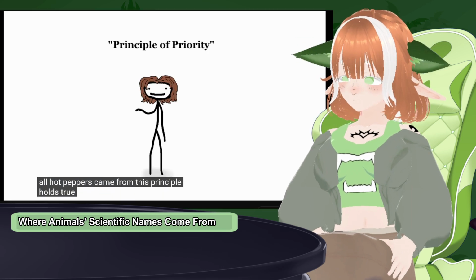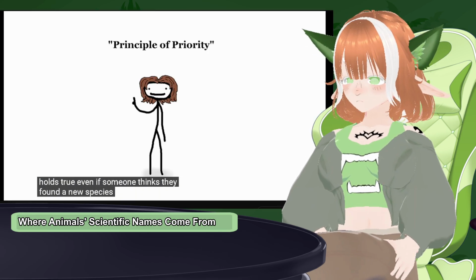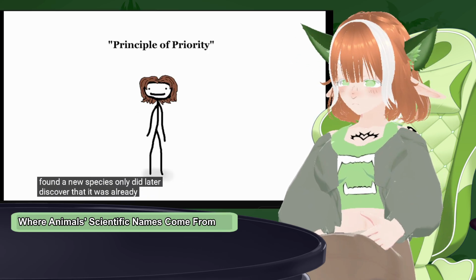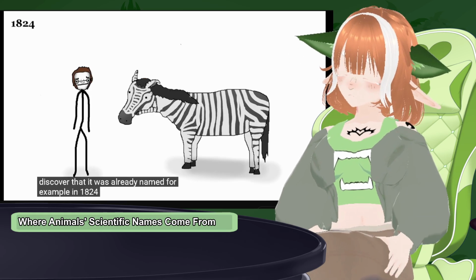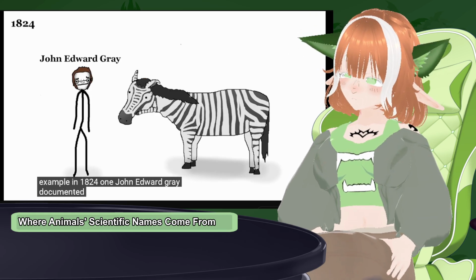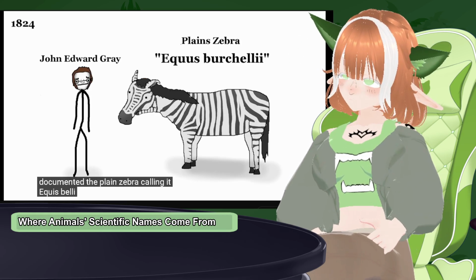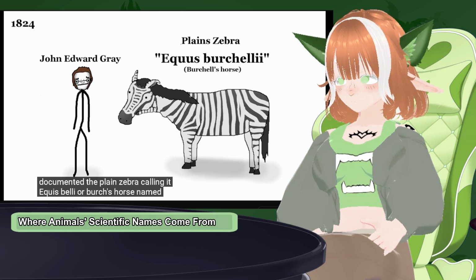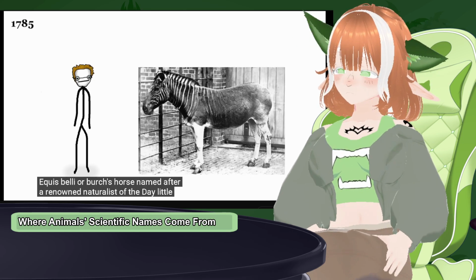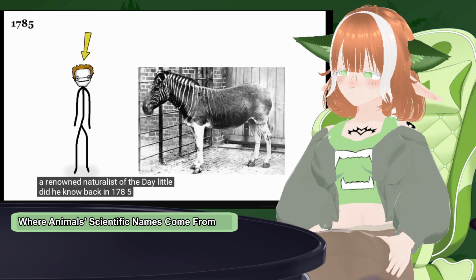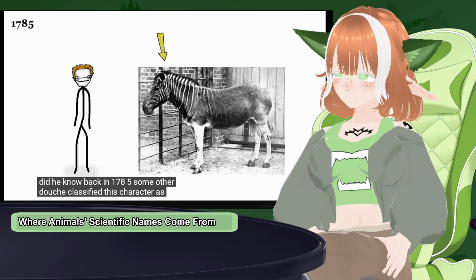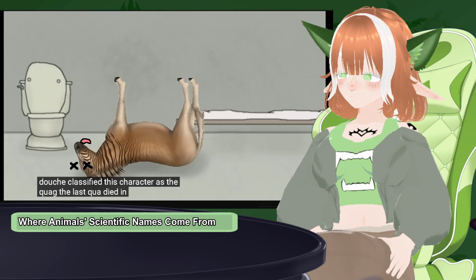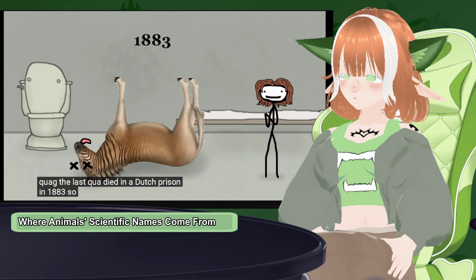This principle holds true even if someone thinks they found a new species, only to later discover that it was already named. For example, in 1824, one John Edward Gray documented the plains zebra, calling it Equus burchellii, or Burchell's horse, named after a renowned naturalist of the day. Little did he know, back in 1785, some other douche classified this character as the quagga. The last quagga died in a Dutch prison in 1883, so why do we care?